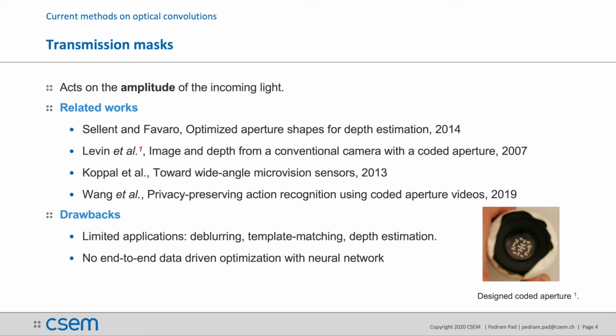The second class is the methods based on transmission masks which act on the amplitude of the incoming light. These methods are also called coded aperture and used for applications such as deblurring, template matching, and depth estimation. However, these methods usually rely on low-resolution patterns without an end-to-end data-driven optimization.